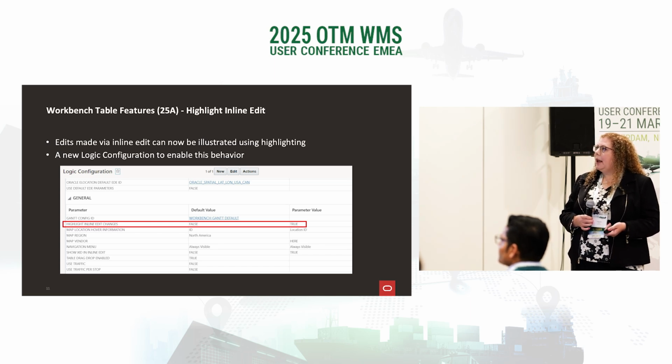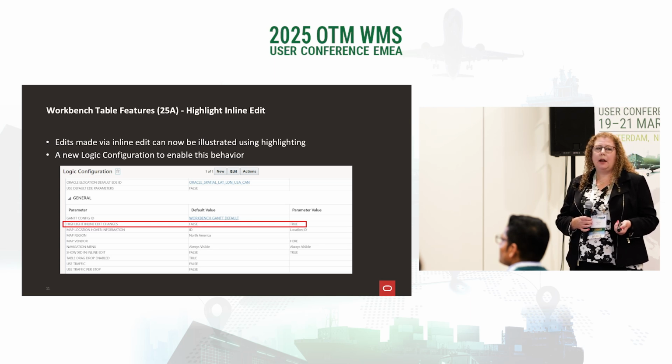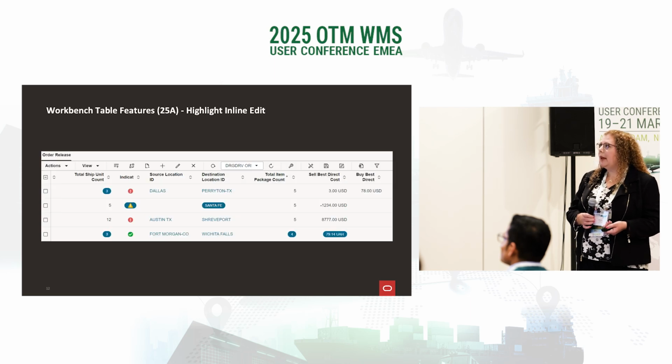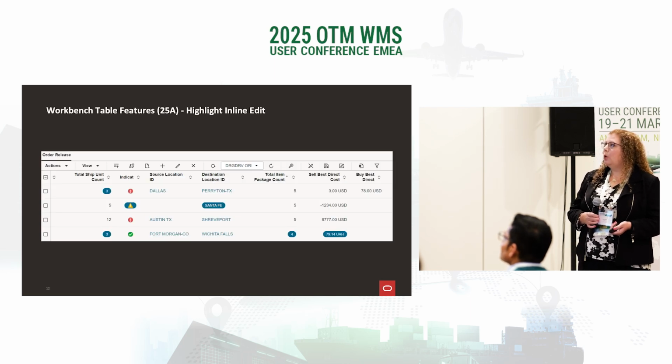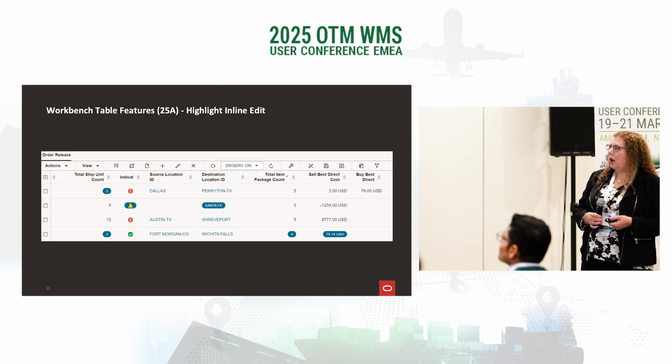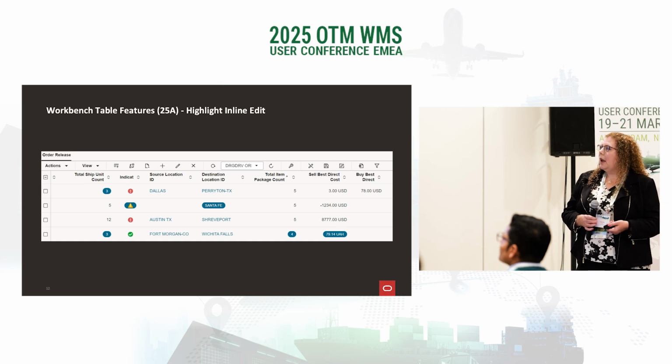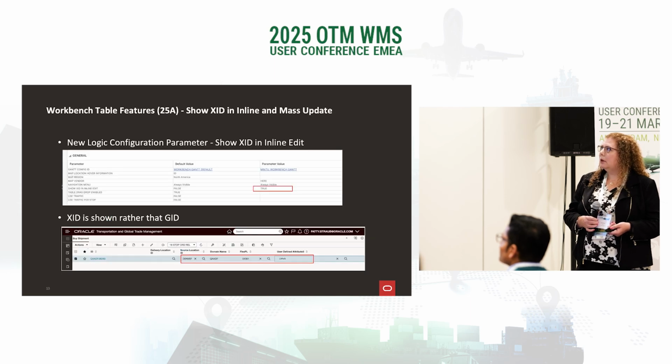Another thing we did is folks have found it difficult to know what they've edited using inline edit before they click save. So now you can set a logic configuration to indicate that you want the changes to be highlighted. And once you have that setting, when you make changes in the Workbench table, it's presented in this highlighted fashion. So you'll see all of the fields that are highlighted in blue are ones where I've made changes. And when I click the save, those highlights are removed. So it's evident to the user the changes that they've made.